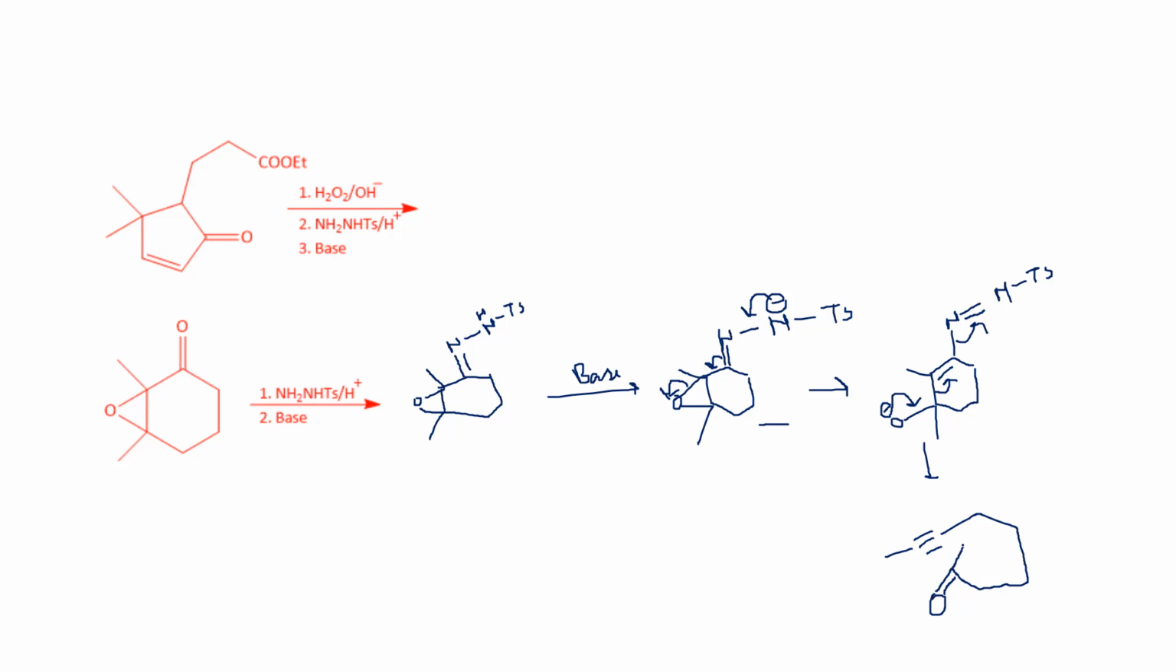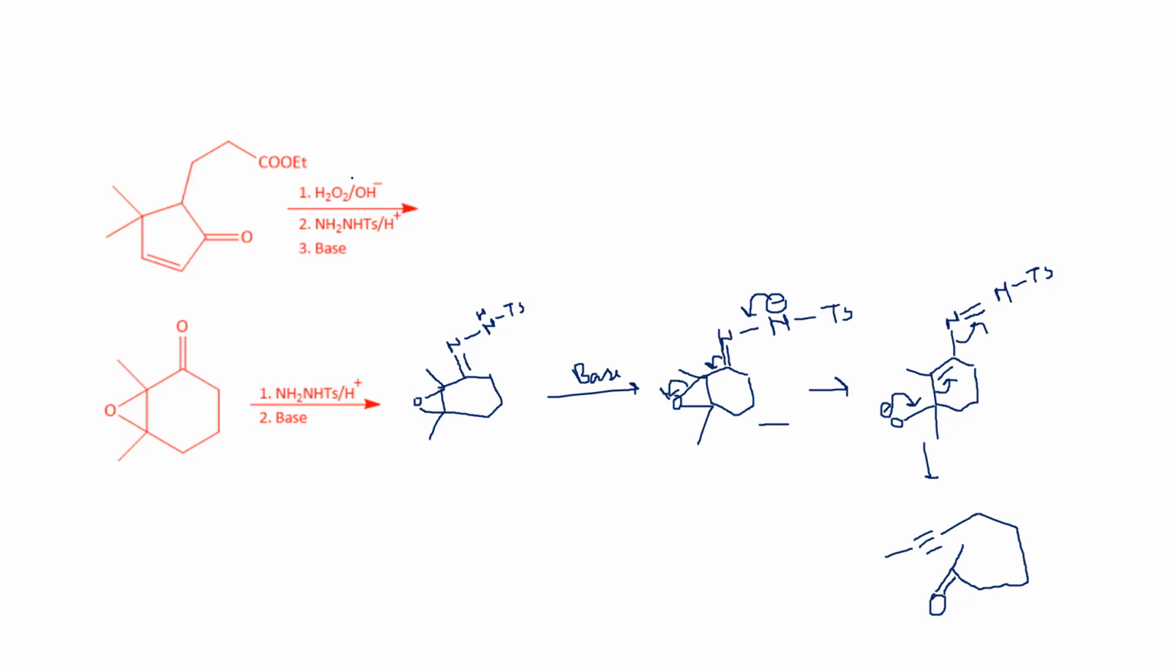So this will be our product. Okay, so just try to solve this one. Now first, the reaction is one step backward. Now they have added H2O2 and OH minus. We know what happens when we add H2O2 and OH minus to an alpha beta unsaturated double bond.